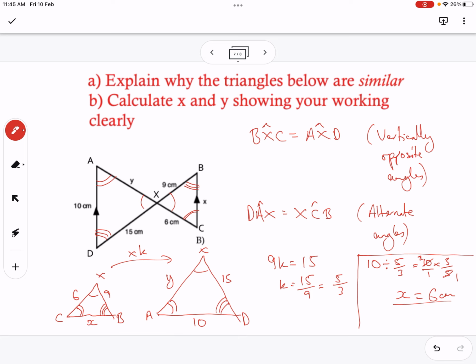Let's do the other one. To work out y, that must be this side and this side. So it's what am I timesing the 6 by to get the y value there. So y is equal to 6 times the k value, which was 5/3. Let's cancel down. The 6 and the 3 gives me a 2 and a 1. 2 times 5 is 10/1. 10/1 is just 10. So the answer is 10 centimetres for the y value.